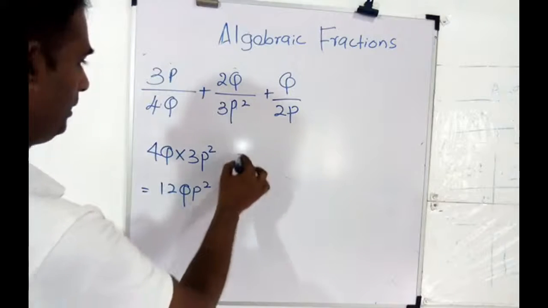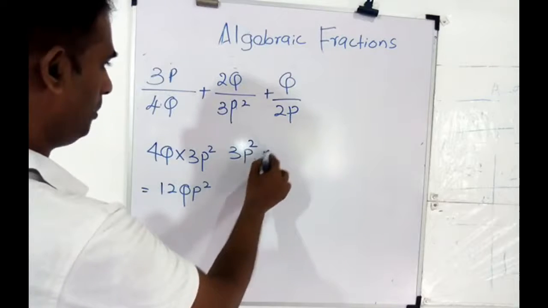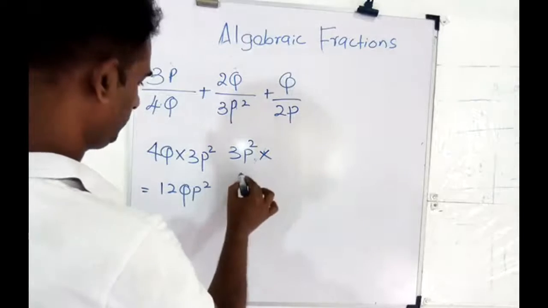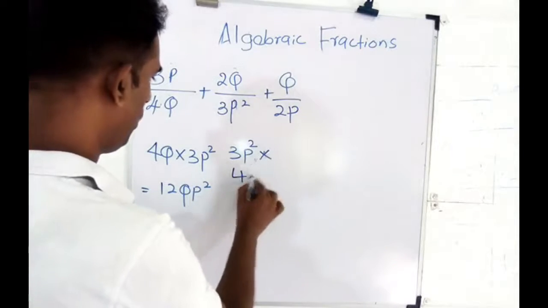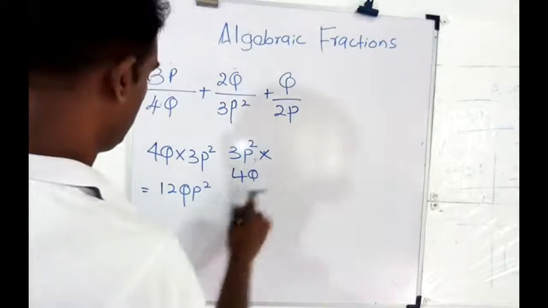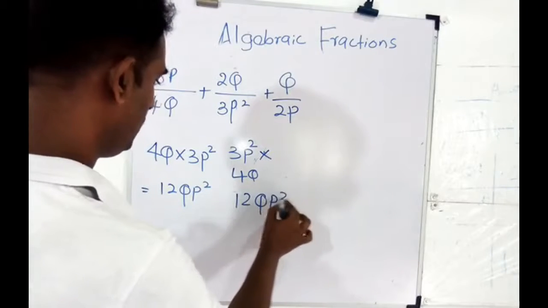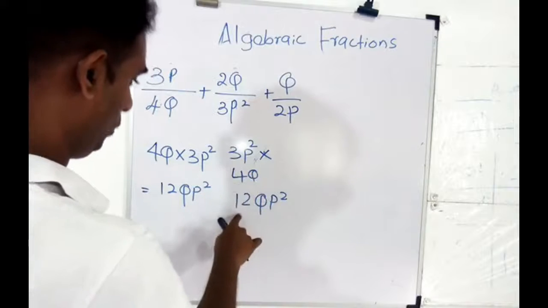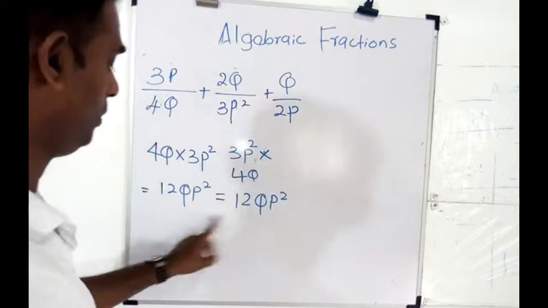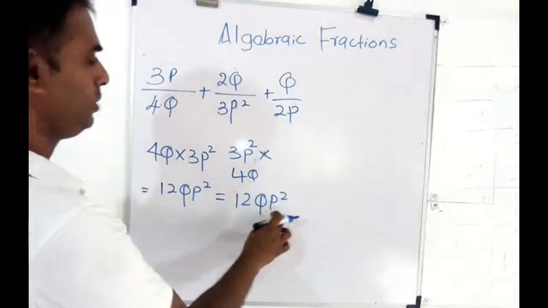Next one, 3p squared multiplied by 4q. Now we can multiply, 12qp squared. 4 into 3 is 12, q p squared. Now we want to convert this one into 12pq squared.